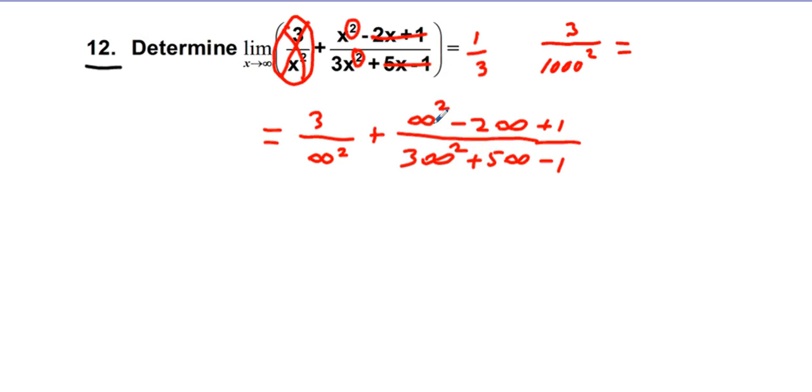Compared to infinity squared, the 1 in the numerator and denominator are inconsequential, and infinity compared to infinity squared dwindles to nothing. Over here on the left, 3 over infinity squared is going to be 0. So we have 0 plus, and infinity squared over infinity squared cancel out, so we're left with 1/3 equals 1/3. So this is our answer.